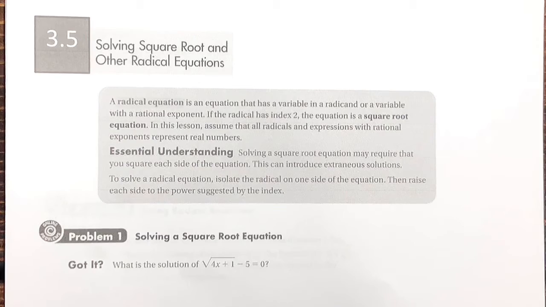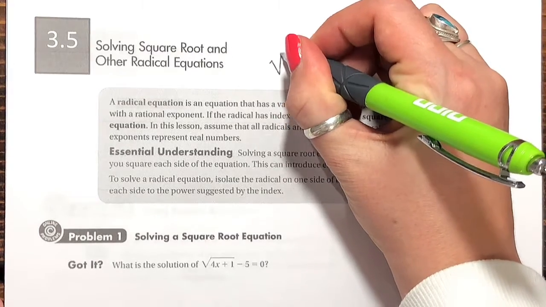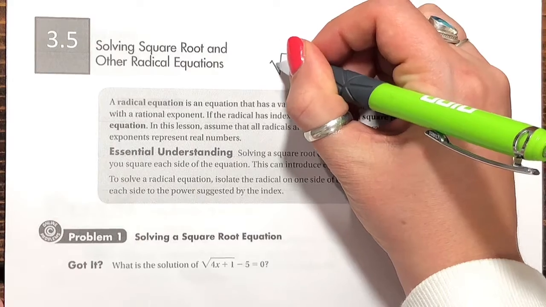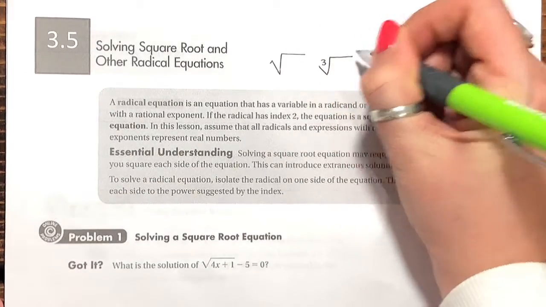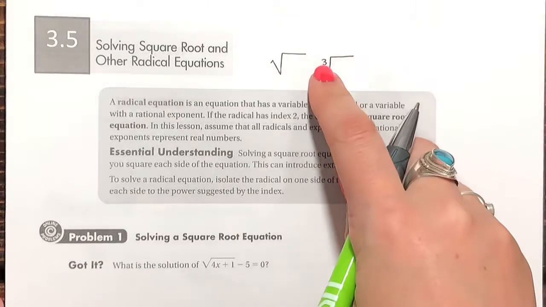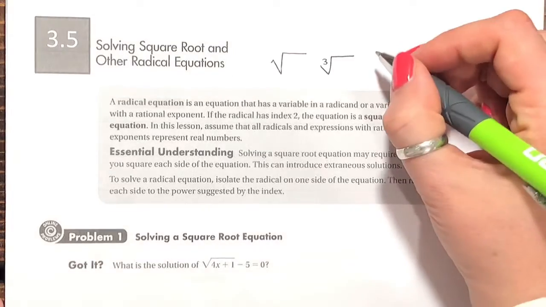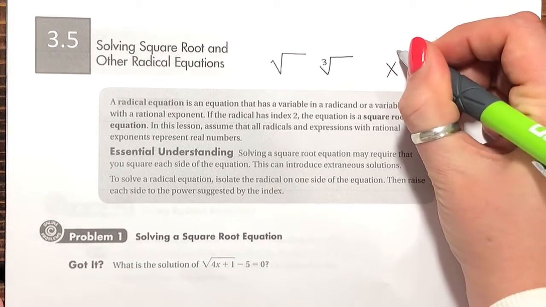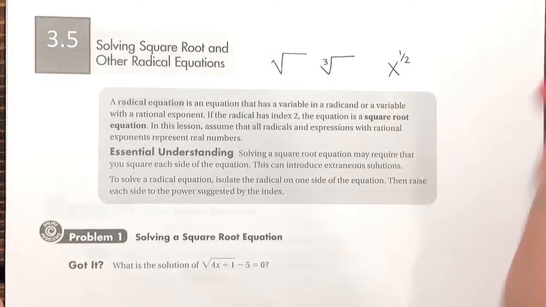So if the radical has an index of 2, that means it is a square root equation. So the index is the number that goes inside this little root right here. With the square root, we usually don't write the 2, but if we have anything bigger like a cube root or a fourth root, you will have that little number in what we call the index right there. And then we also will have our rational exponents. So that's going to be if you have a fraction for your exponent, what to do with that.